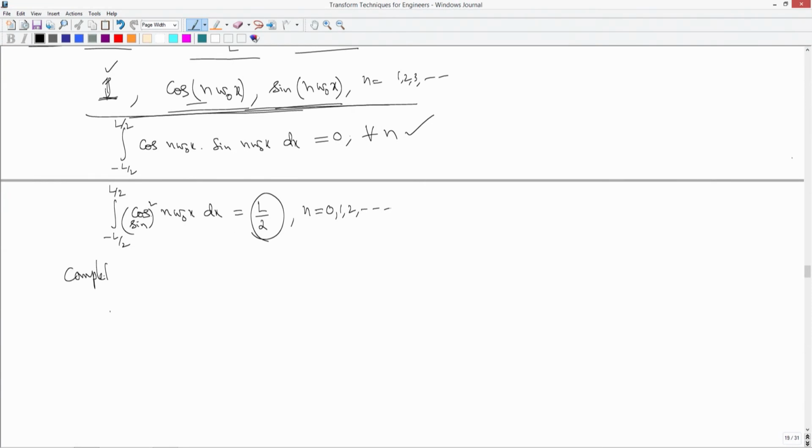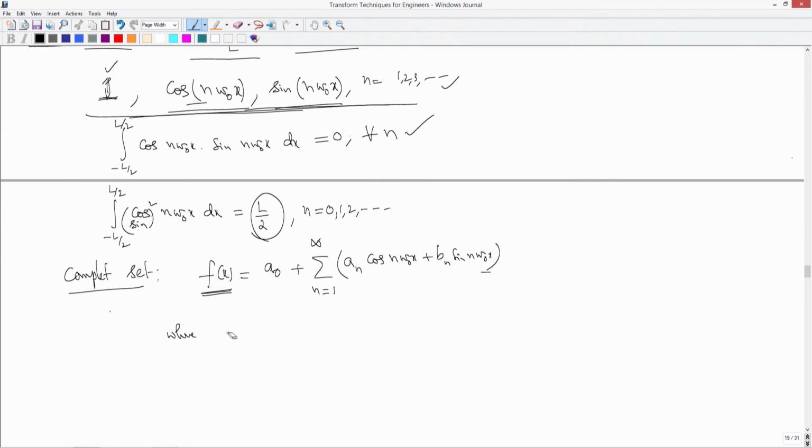Complete set means any signal f of x, every function f of x, I can represent in terms of these functions. So, that is exactly your Fourier series, that is start with a naught, some arbitrary constant, times 1, plus sigma n from 1 to infinity of a n cos n omega naught x plus b n sin n omega naught x. Yeah, this is your complete set. That means any function f, any signal, I can write in terms of this complete set. That is exactly our Fourier series, where a naught is equal to.